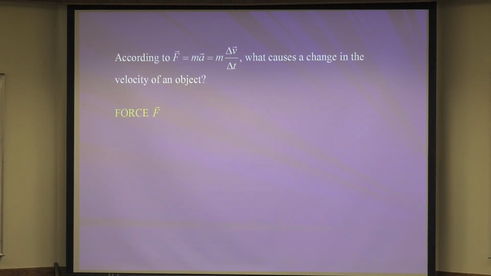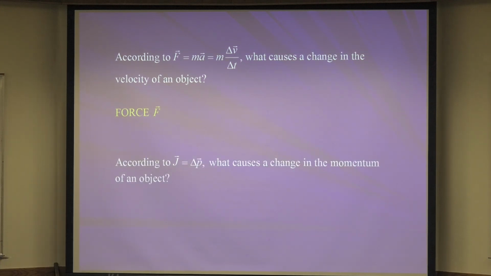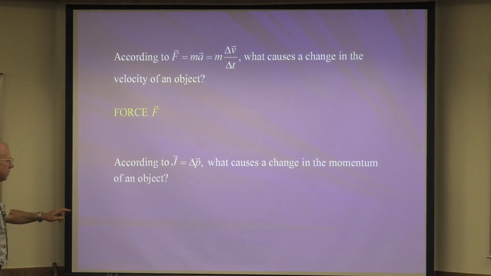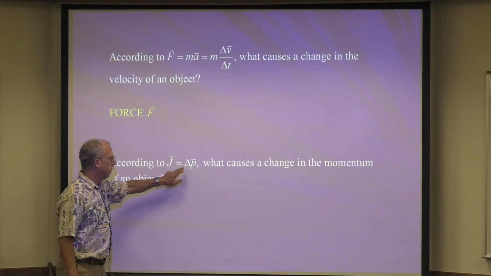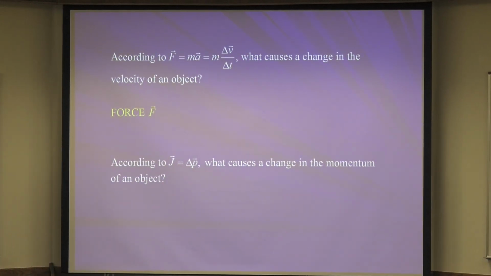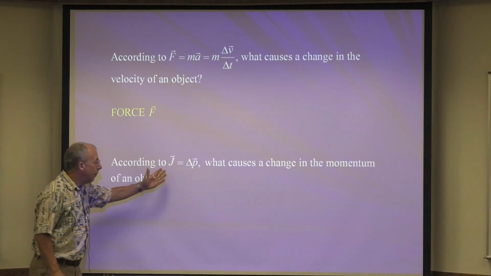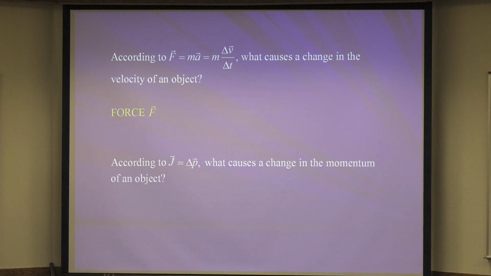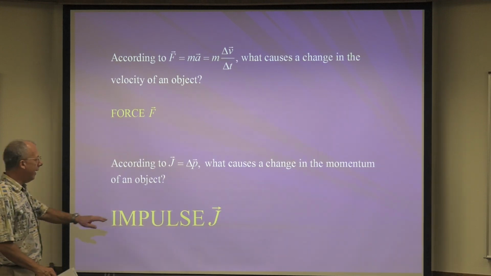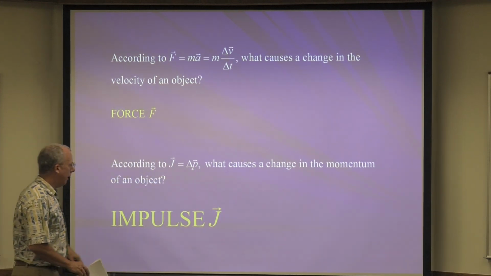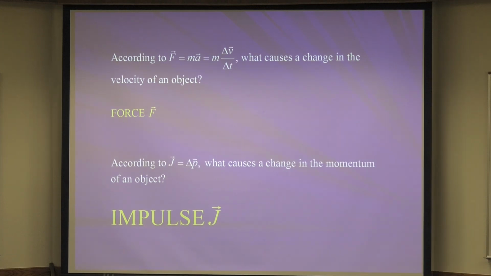So force. But now, here's our new way of looking at things. According to impulse equals delta P, right? J equals delta P. What causes a change in the momentum? Well, it's obvious, right? The impulse. Okay. So if you have a change in momentum, that means that there has to be an impulse.